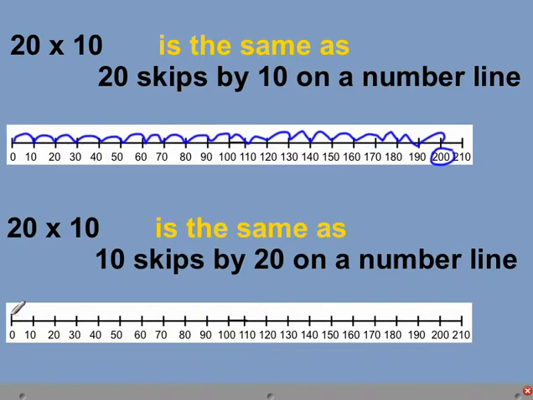So now I am going to skip by 20 10 times. Notice we still have our same number model up here, 20 times 10. So 1, 2, 3, 4. Notice I'm counting by 20s. 5, 6, 7, 8, 9, 10. So this time I made a jump each time by 20, 10 times, and I got to 200.